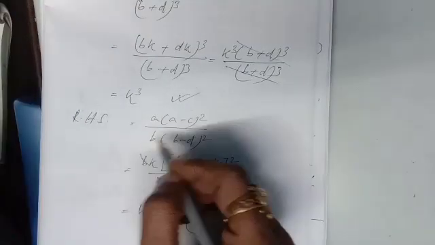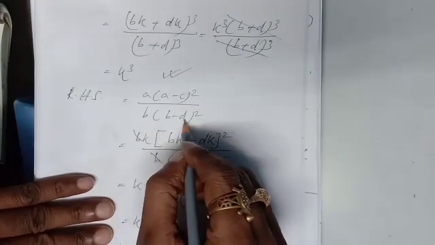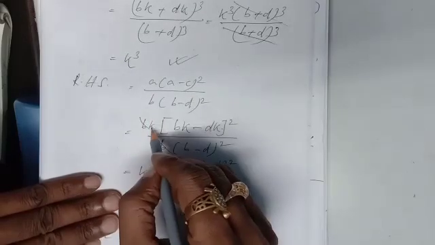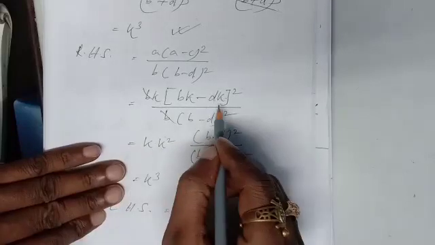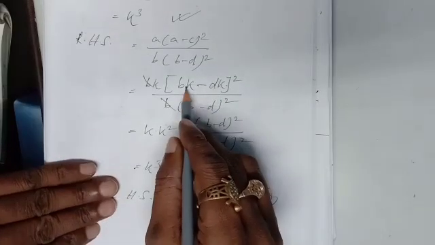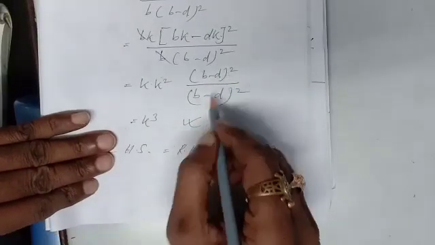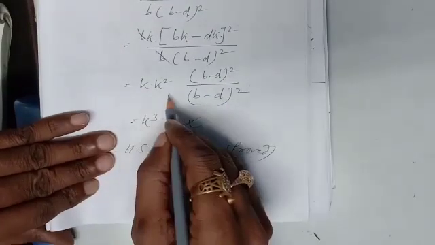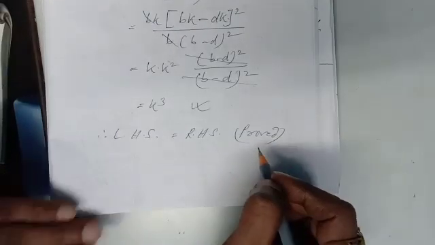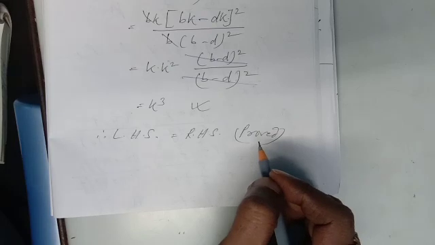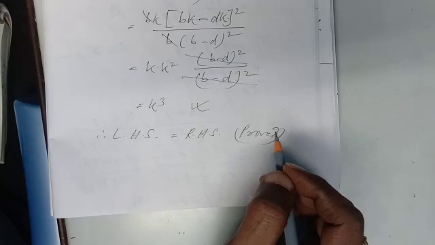Next write right hand side: a into (a minus c) whole square by b into (b minus d) whole square. Putting a is equal to bk and c is equal to dk, what you are getting? Taking k common here, it will be k square into k, k cube. Finally getting (b minus d) whole square by (b minus d) whole square, and this is k cube. This cancels out. Your left hand side is equal to right hand side. This was the fourth part of number 12 from the book R.S. Agarwal, exercise 9A. All the parts of number 12 completed.